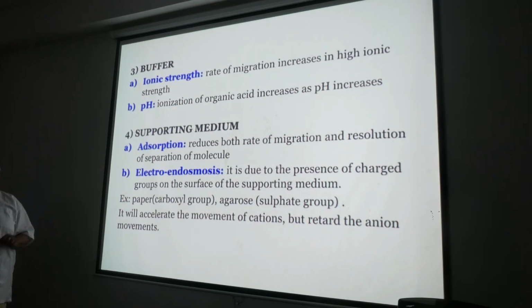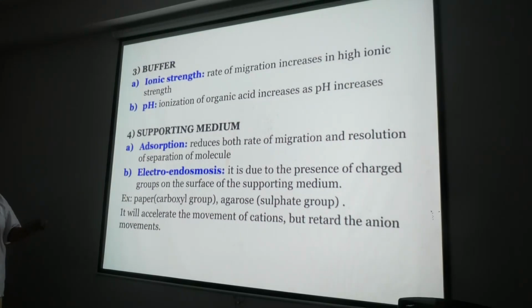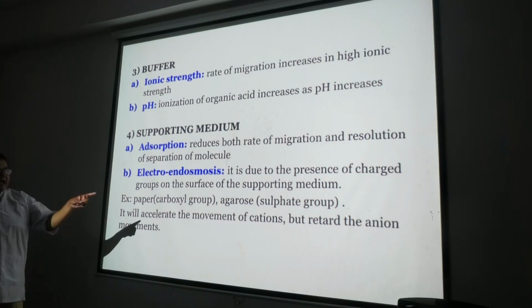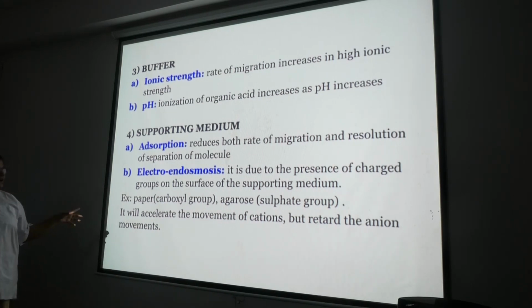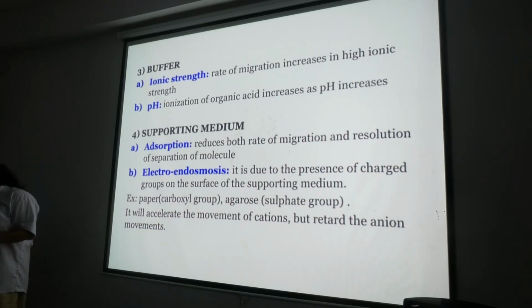Electroendosmosis is due to the presence of charged groups on the surface of the supporting medium. For example, for paper it is the carboxyl group, and for agarose it is the sulfate group. It will accelerate the movement of cations but retard the anion movement.